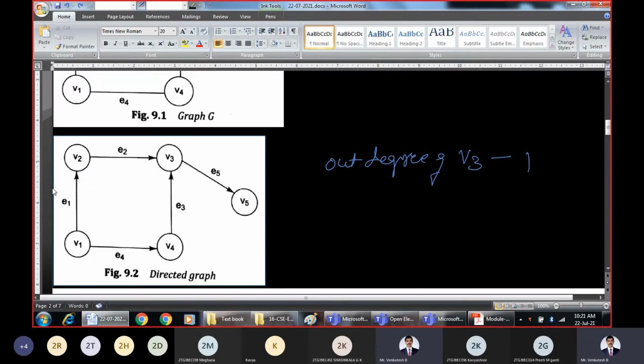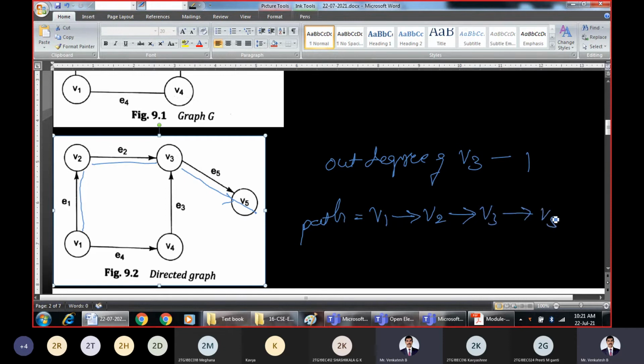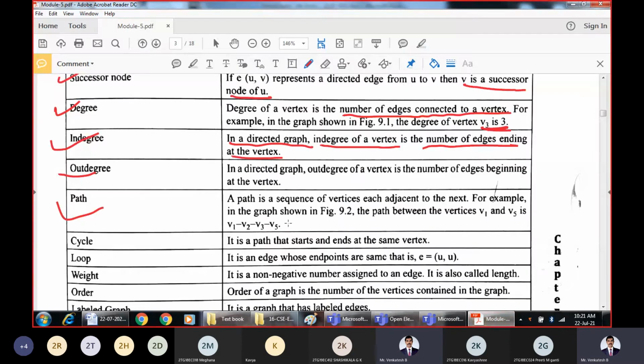If you want to reach from node V1 to V5, what is the path? First you go from V1 to V2, then you go from V2 to V3, and then to V5. So one possible path is V1, V2, V3 and V5, in the case of a directed graph.